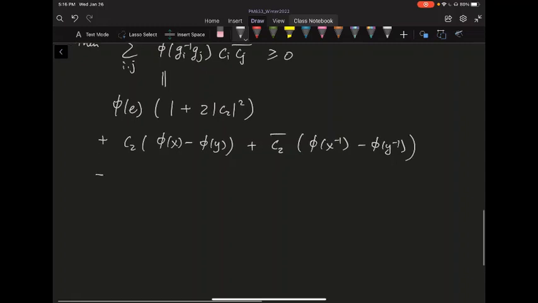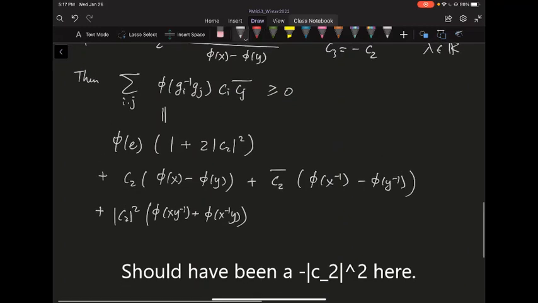And finally, for the term of the phi of xy inverse and x inverse of y, what you got to multiply is one copy of the C1 and one copy of its conjugate. So in the end, you will end up with actually C2, the whole thing conjugate squared.